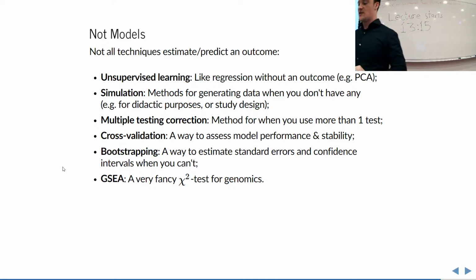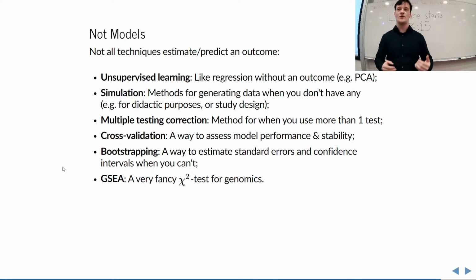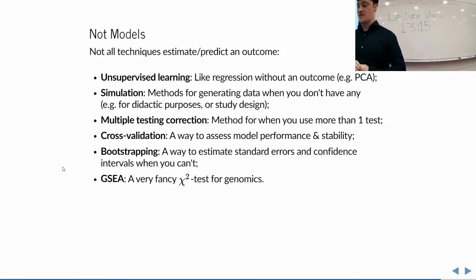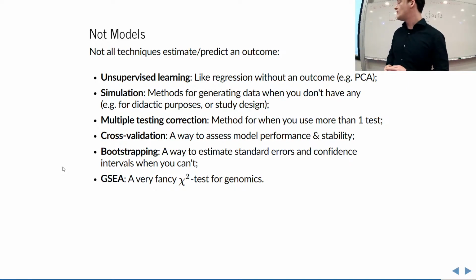Now, then there's multiple testing correction. Also important. It's essentially when you do more than one test, you need to do multiple testing correction. Then there's cross-validation, which is a way to assess whether your model is doing its job. Then there's bootstrapping, which is a way to estimate standard errors and confidence intervals in models where that is usually really tricky.